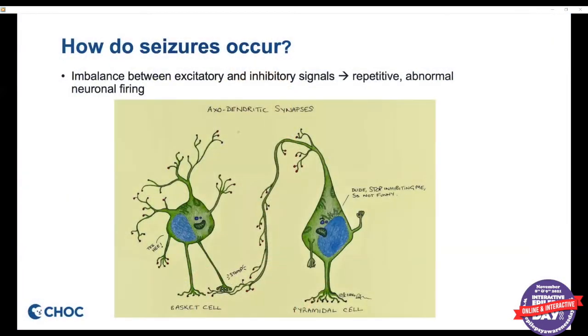When there is a discoordination between excitatory and inhibitory signals in the brain, repetitive, abnormal neuronal firing can occur in one or multiple areas and sometimes spread throughout the brain. This results in abnormal motor and sensory symptoms that are common signs of a seizure.